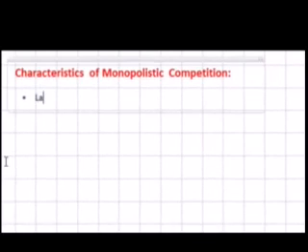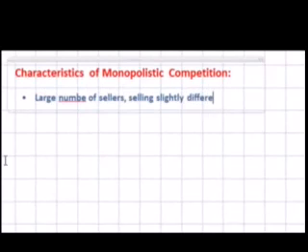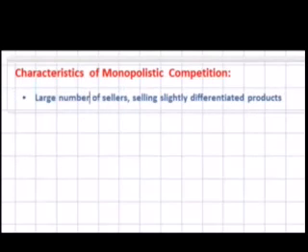Now, monopolistic competition is actually closer to the perfectly competitive market than it is to the monopolistic market. Some of the characteristics that exist in monopolistically competitive markets include a large number of sellers selling slightly differentiated products. Now, differentiated is a term that means simply different. Unlike perfect competitors, monopolistic competitors sell products that aren't the same as every other firm.